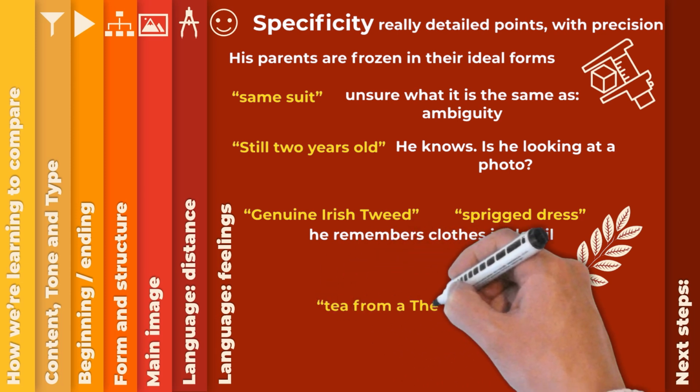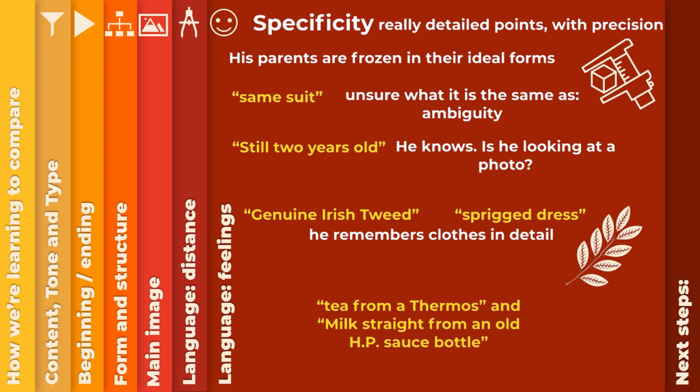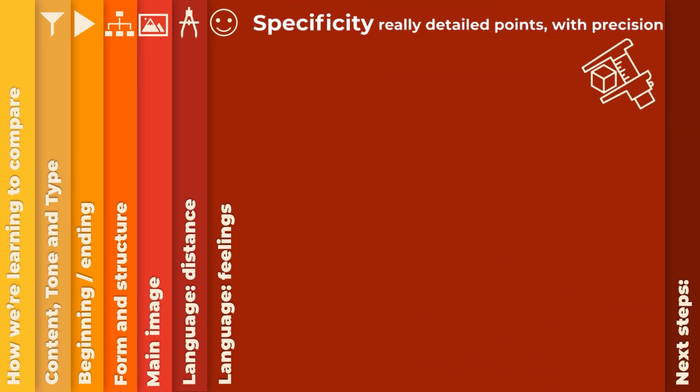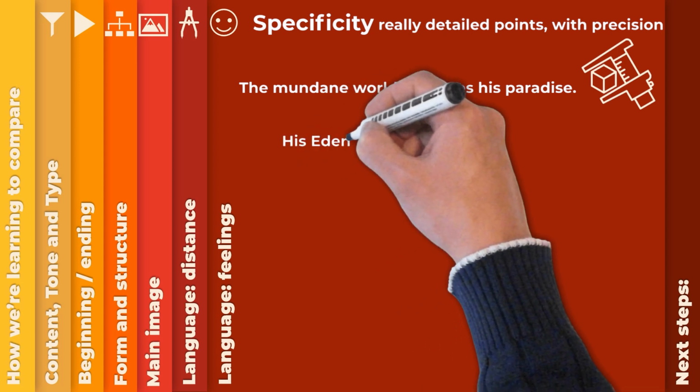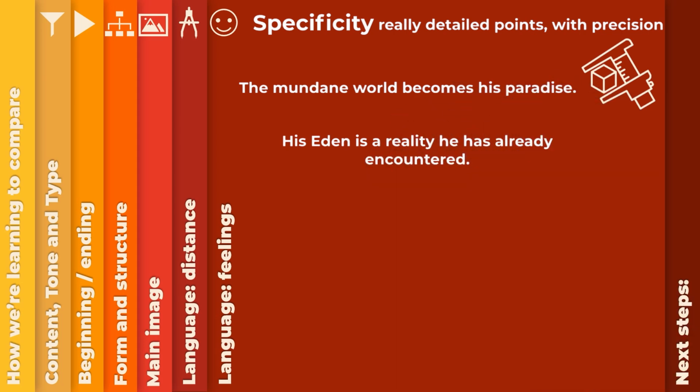There's tea from a thermos and milk straight from an old HP sauce bottle, presumably well washed before use. These details, including brands like Thermos and HP Sauce, create a sense of reality, of the mundane world, not a convoluted and arty interpretation, and not your typical, certainly not my typical idea of paradise. The details tell us that Causley's paradise is perhaps a reality he's already encountered and thinks about a lot, and it's a tender, fond and loving place.